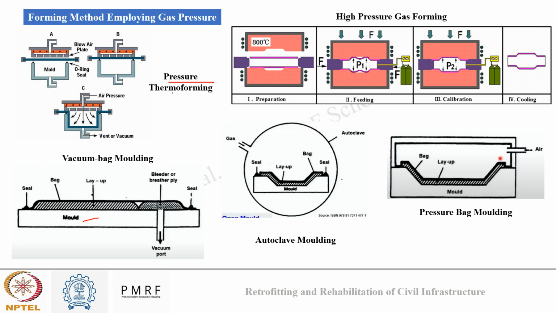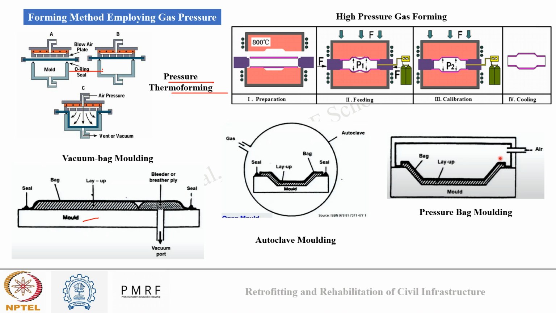In pressure thermoforming, the heated feed material is placed above the mold, with O-ring seals attached on the side. At the top, a squeeze plate is placed with blow air pipes in between. Then gas pressure through the top plate is used to compress the feed material.